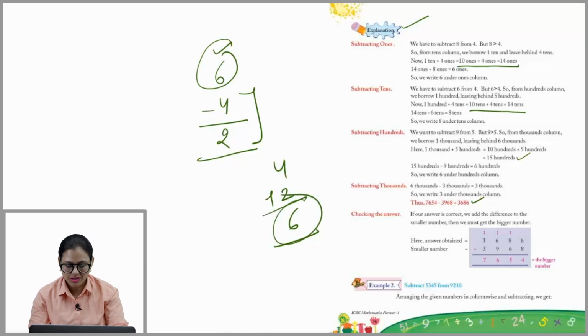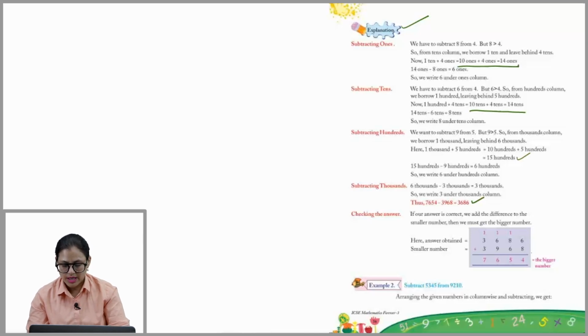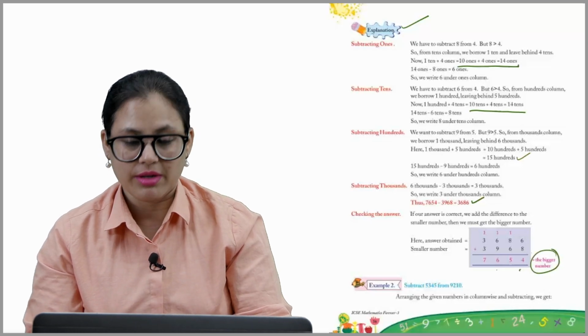Now, here, what will you do? See, answer obtained. What is the answer obtained? Answer obtained is 3686, and we will add the smaller one. Okay. Now, after adding, we will get this answer, which is the bigger number.